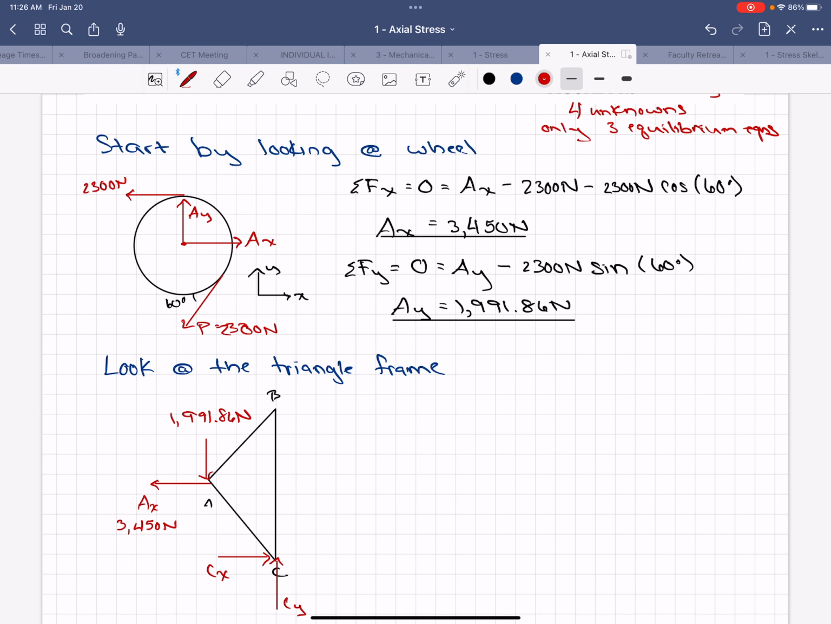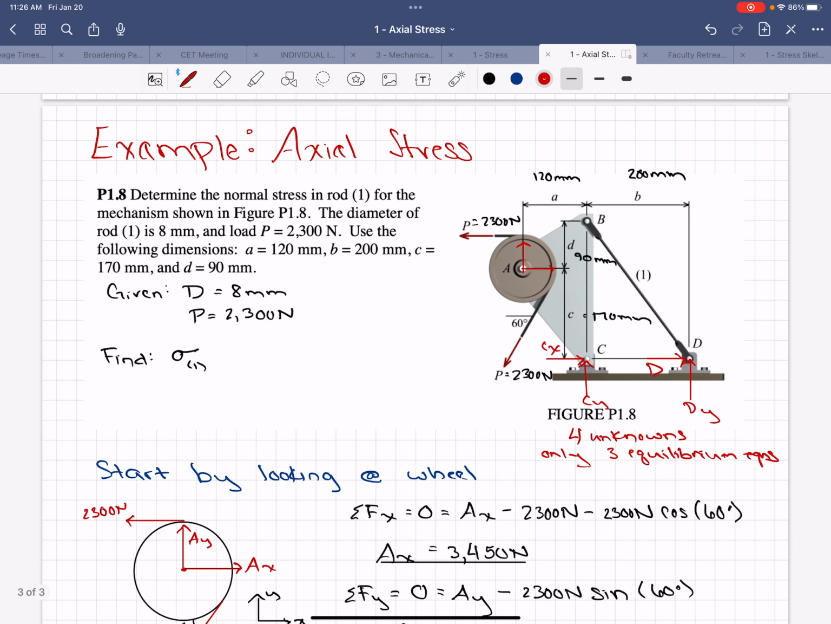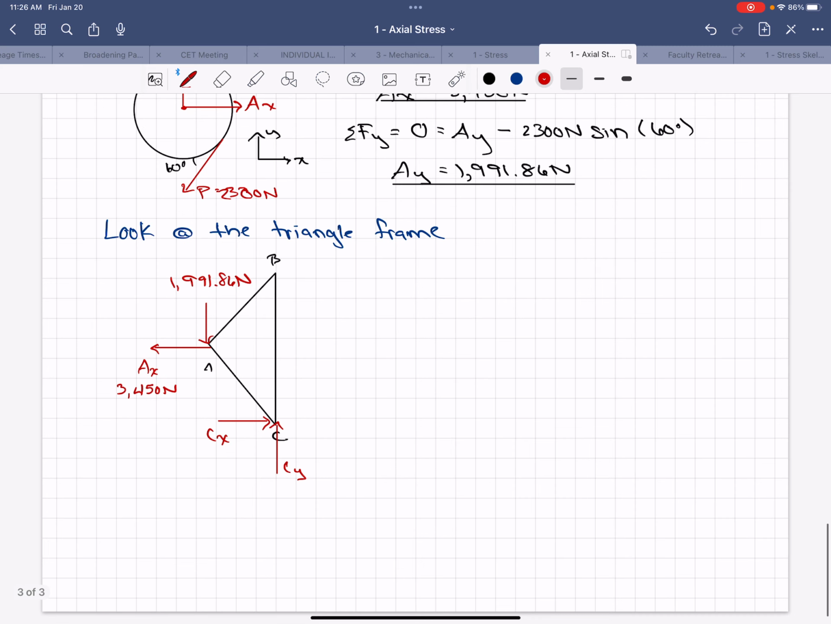Then at C, it's a pin, so we have CY and we have CX, and I usually just draw them positive. That's this pin that we drew the reactions for at the beginning. And then at B here, we just have that internal force along bar 1. So at B, we have F1.